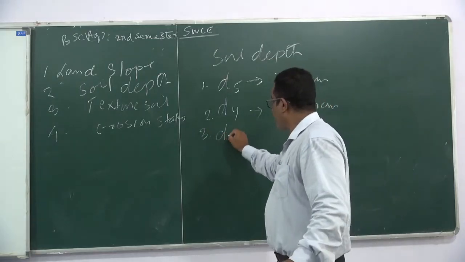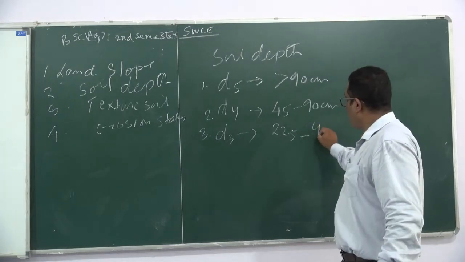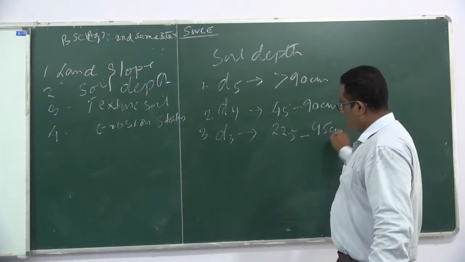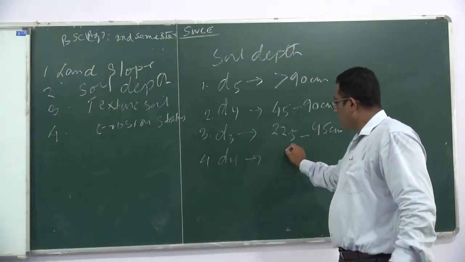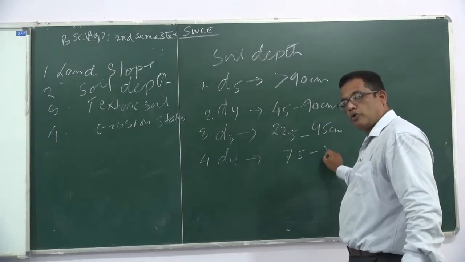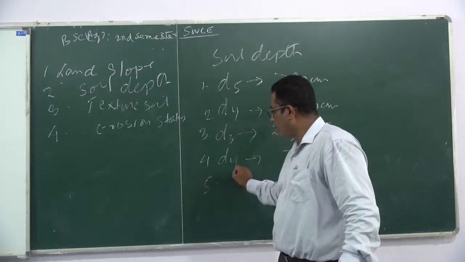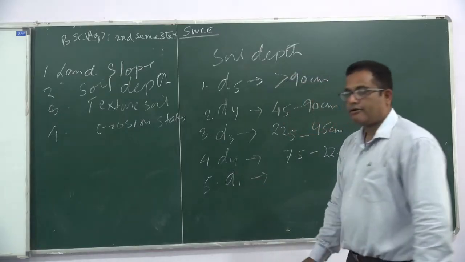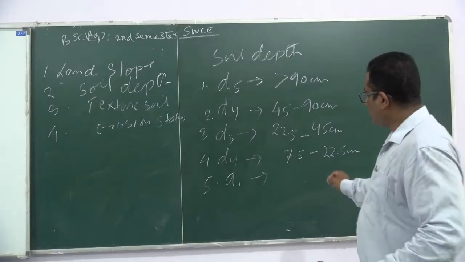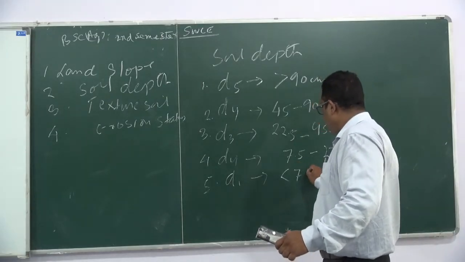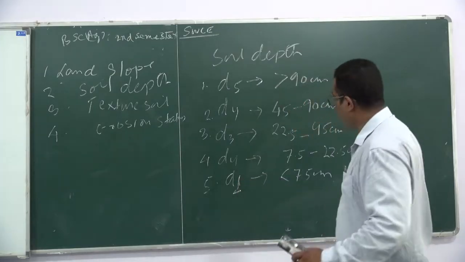D3 is 22.5 to 45 centimeter. D2 has 7.5 to 22.5 centimeter, and D1 is land which has soil depth less than 7.5 centimeter; we have classified it as D1.